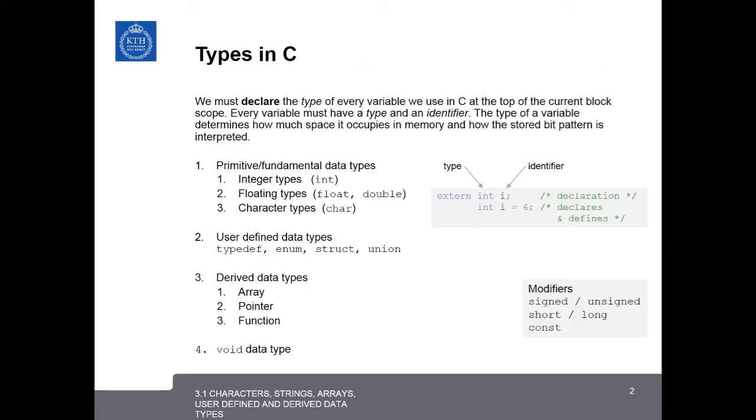C is a statically typed language, and that means that the data types cannot be left ambiguous before variables are used. One of the main reasons for having these data types is to make sure that we always use the variables in the way they're intended.